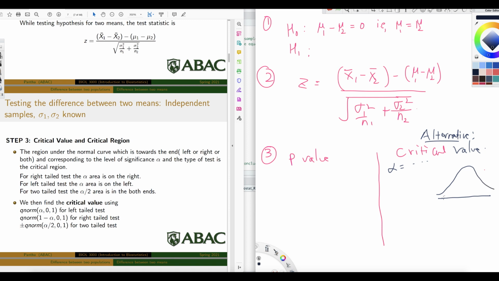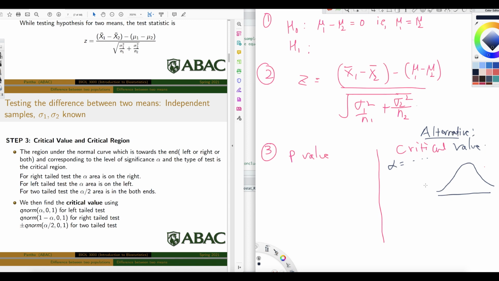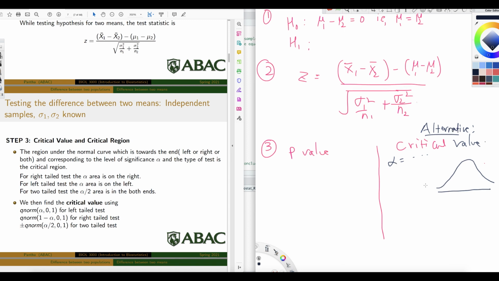If it is left tail, you shade on the left only, and the alpha value goes there. If it is right tail, you shade on the right end only, and the alpha value goes there. If it is two tail, you find alpha half, and then you shade both the left end and the right end regions, and you find the critical values.